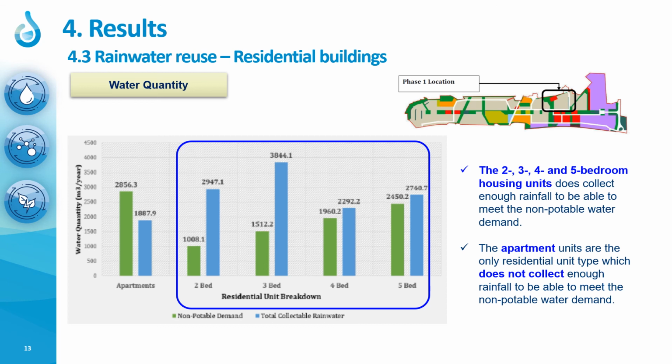This slide shows the result about water quantity. If you look at the graph, except apartment units, all the housing units can collect enough rain volume, which can meet the non-potable water demand under the conditions we considered for this study.